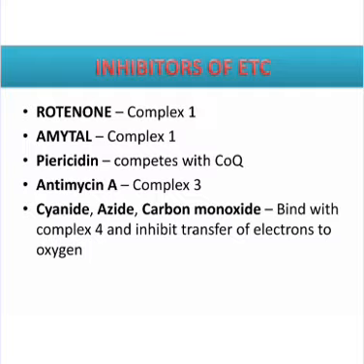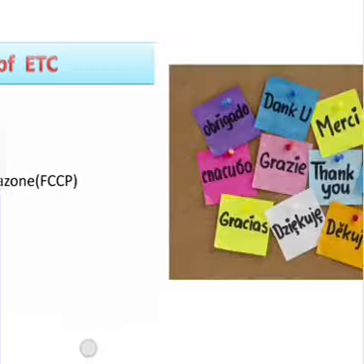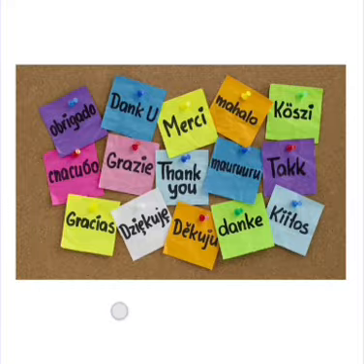Inhibitors of the electron transport chain: rotenone is a drug which inhibits complex 1, and amytal is a drug which also inhibits complex 1, and antimycin A inhibits complex 3, and cyanide, azide, and carbon monoxide bind to complex 4 and inhibit the transfer of electrons to oxygen. Uncouplers of the electron transport chain: 2,4-dinitrophenol, dicumarol, carbonyl cyanide fluoromethoxyphenyl hydrazone. Thank you for watching.